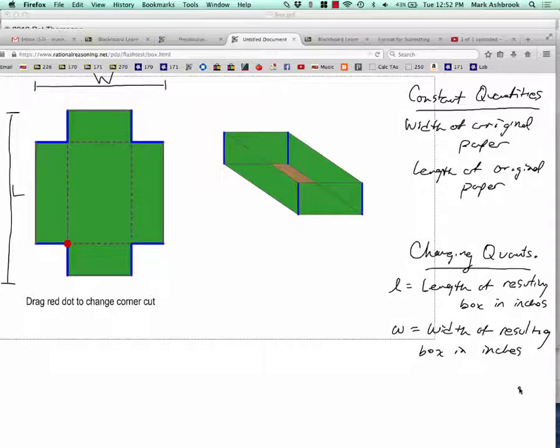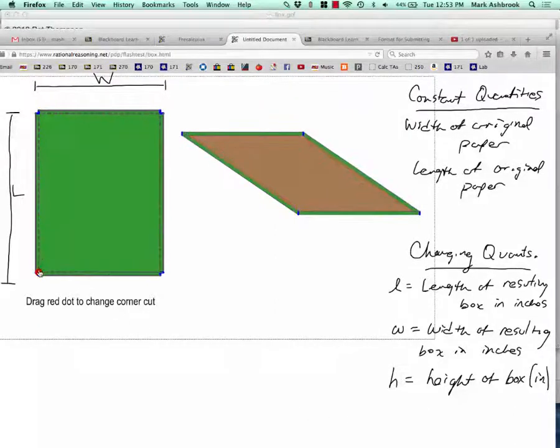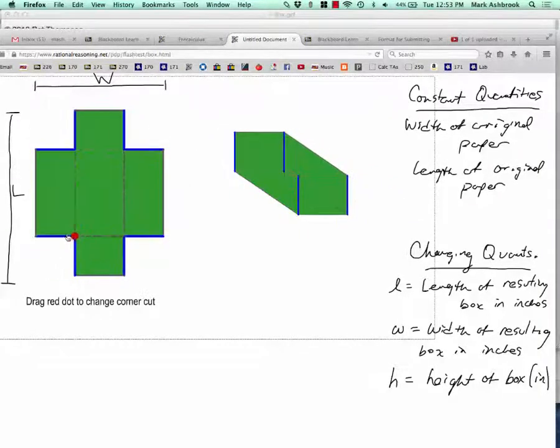Yes, ma'am. H equals the height of the box in inches. Changing or constant? Changing. I have a question. Sure. Would the volume stay the same? Okay, volume. Good. So what do we think? Let's take a look at it. She wants to know, is the volume of the box going to be constant or changing?